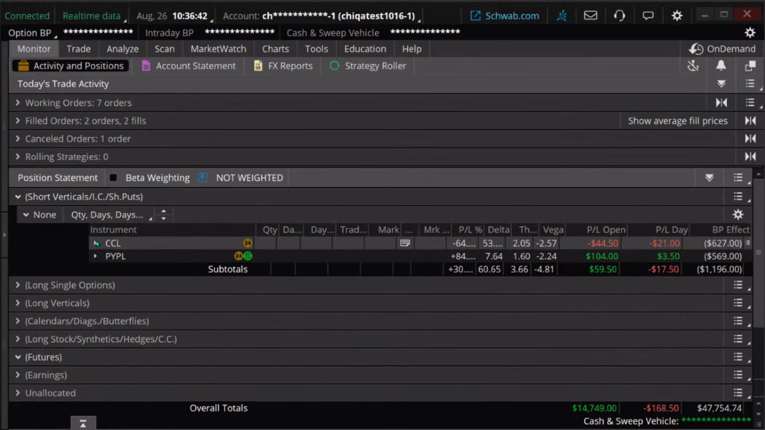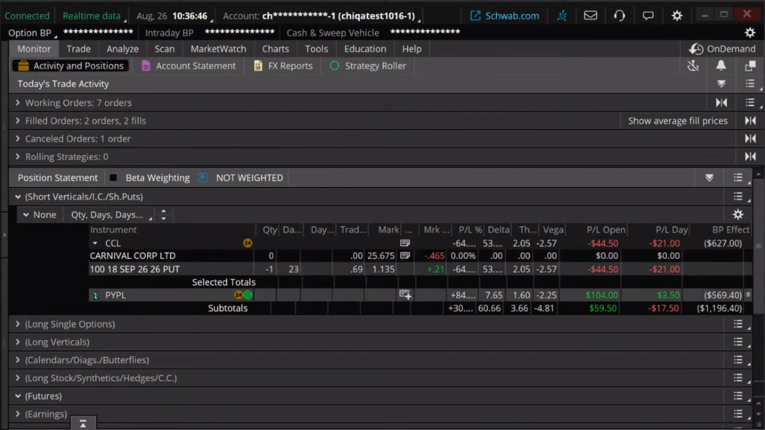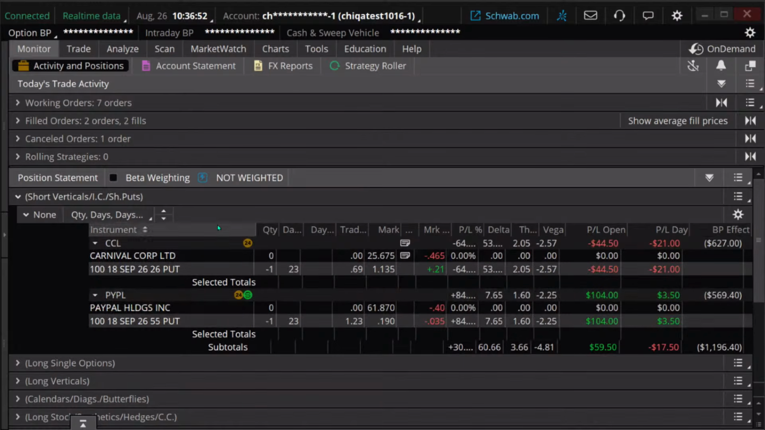If I have short verticals, I don't think I have any short verticals right now, actually. I have a couple of short puts. We're going to manage these slightly different from one another. This is something we've talked about in the past. This is our wheel strategy trade, okay?